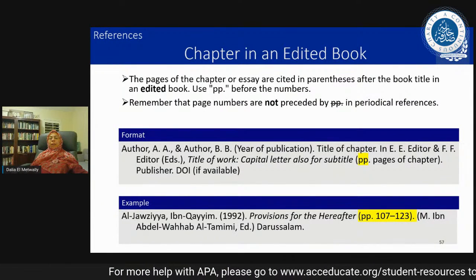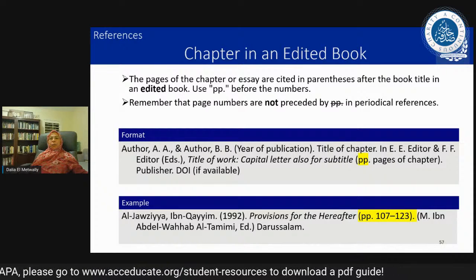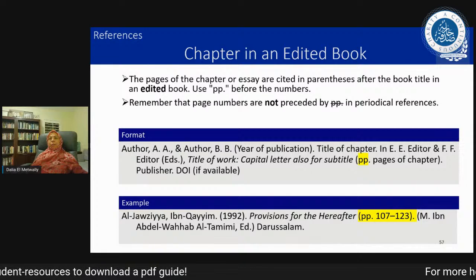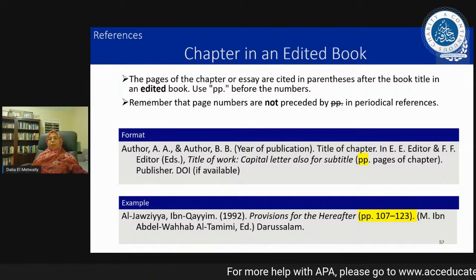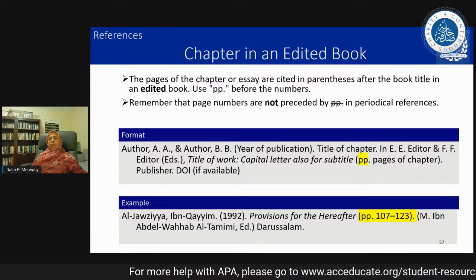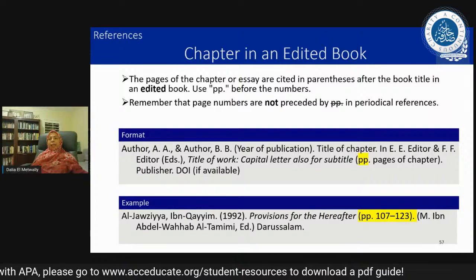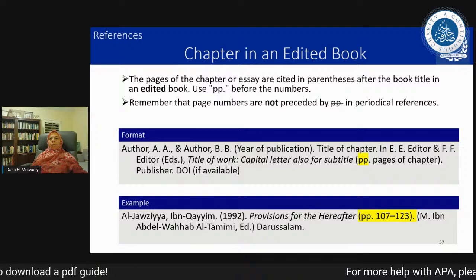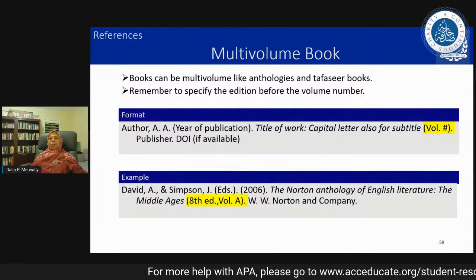What happens if we're quoting or using a reference from a chapter in an edited book? The pages of the chapter or essay are cited in parentheses after the book title in an edited book. So this is the difference. Otherwise, we put the page numbers without that. If we see PP, it means we're automatically looking at pages from an edited book, and some kind of an anthology, for example. I've used here the example of Provisions of the Hereafter.